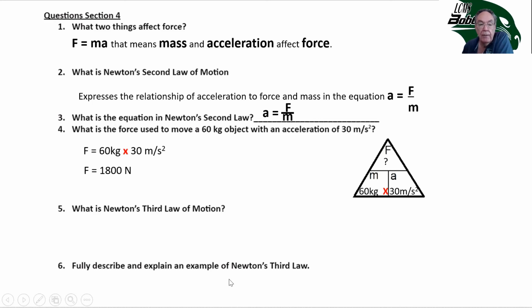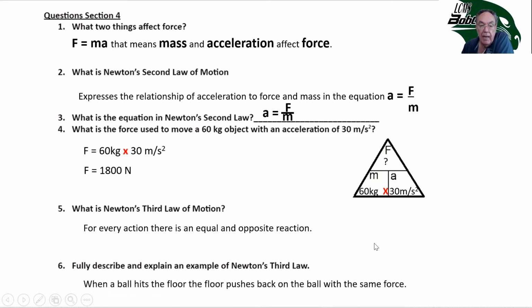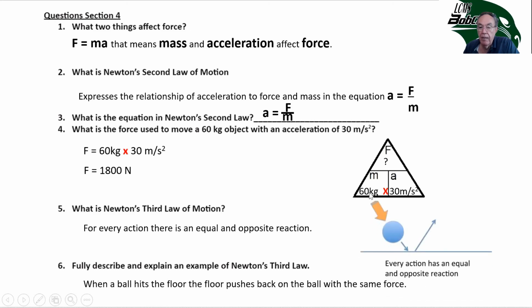The third law of motion is for every action, there's an equal and opposite reaction. Okay. And fully describe and explain an example of Newton's third law. When a ball hits the floor, the floor pushes back on the ball with the same force. If the force didn't push back, the ball would just go in and keep on going down like it was falling through the air. So here's a little picture.